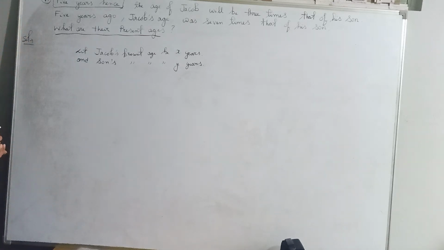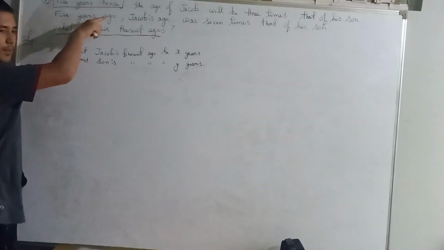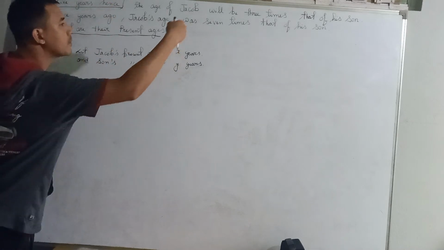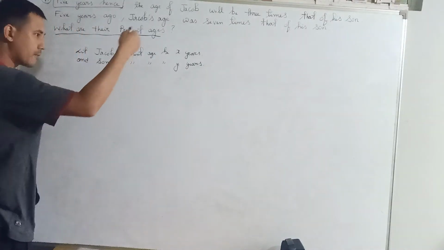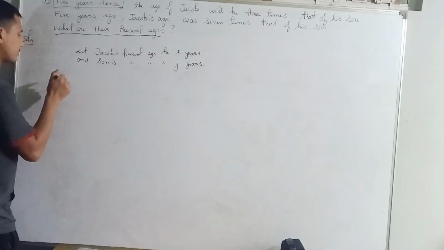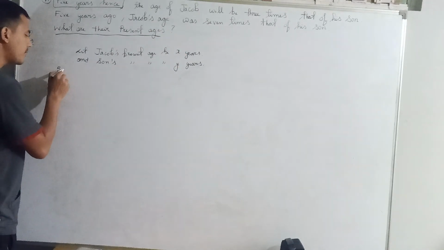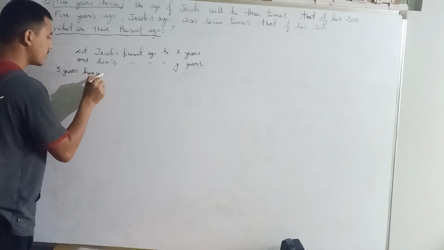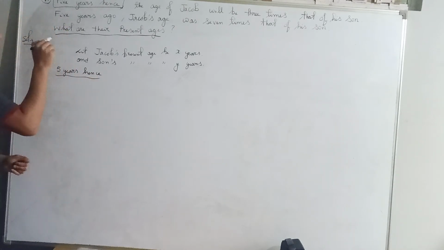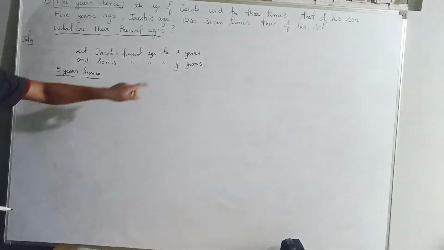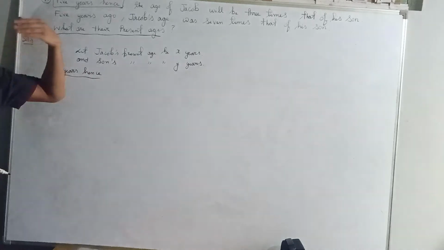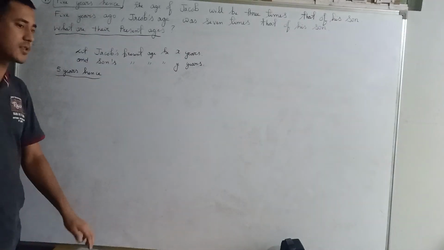Now the first part of the question is talking about the future. 5 years hence means 5 years from now, means after 5 years. Alright. So 5 years hence, see, what is Jacob's present age? X years. After 5 years, what will be his age?